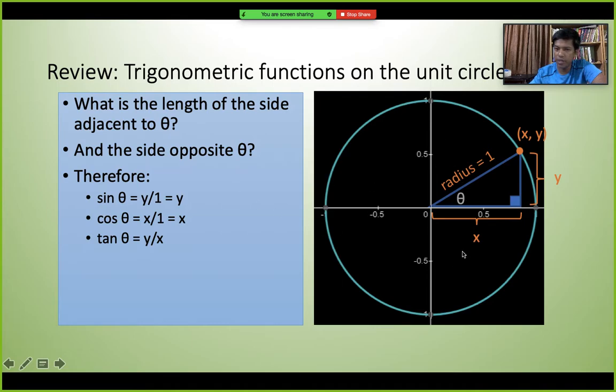This is a unit circle because the radius is 1. This is a point we have just chosen, let's say x comma y. So this will be x and this will be y. Since this is 1, we can develop this relationship. And these are the 6 trigonometric ratios.